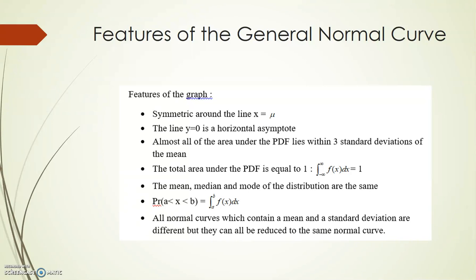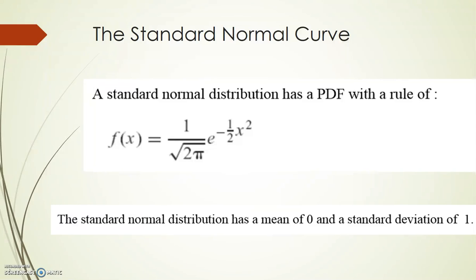All normal curves which contain a mean and standard deviation are different, but they can be reduced to the same normal curve. So when we reduce the general normal curve to a standard normal curve, the equation now looks like this one. Notice how we don't seem to have a standard deviation or a mean in here. It looks much simpler. This is because for the standard normal curve, the mean is 0 and the standard deviation is 1.